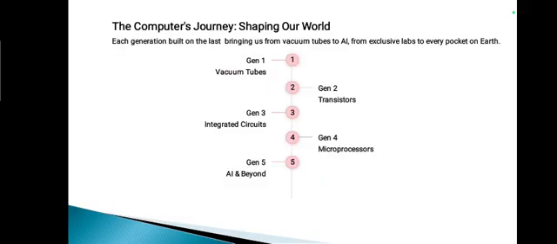The next one is the computer's journey shaping our world. Each generation built on the last, bringing us from vacuum tubes to AI, from exclusive labs to every pocket on earth. First generation, vacuum tubes; second generation, transistors; third generation, integrated circuits; generation 4, microprocessors; generation 5, AI and beyond.